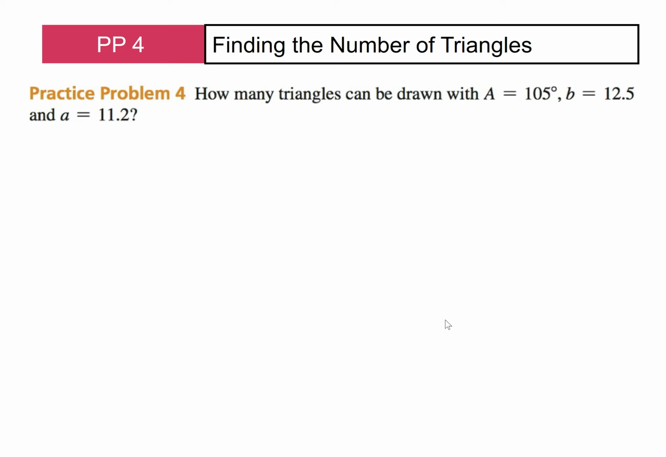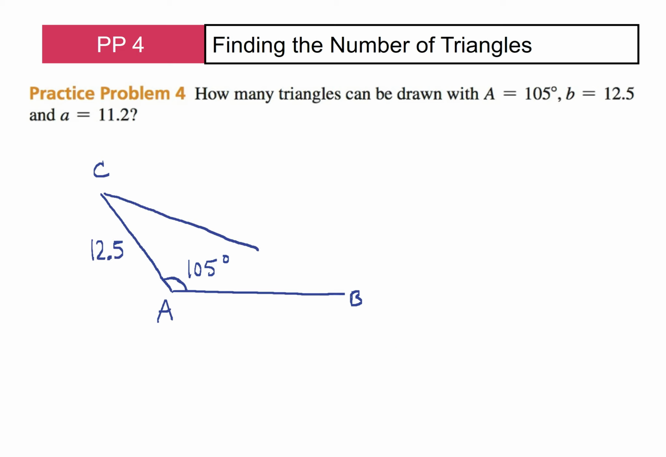All right, practice problem number 4. Let's take a look at this here. We're just trying to figure out the number of triangles formed. That's all we want to do. How many triangles can be drawn when A is an obtuse angle? There it is, more than 90 degrees. So if I draw this out, I'm going to draw it kind of like this. There's my 105 degrees, the A value. If this forms a triangle, then we're going to have a B value about right there, and then the C value is going to be up here. Little b is 12.5, and the A value is 11.2.